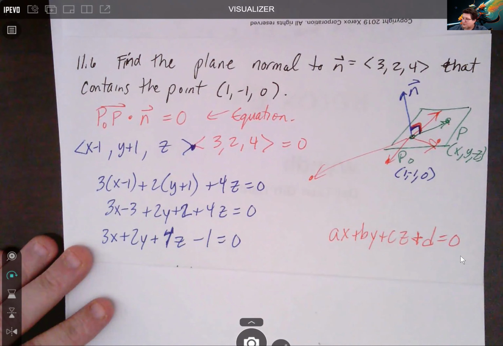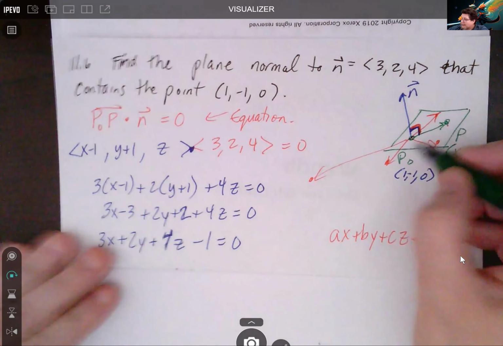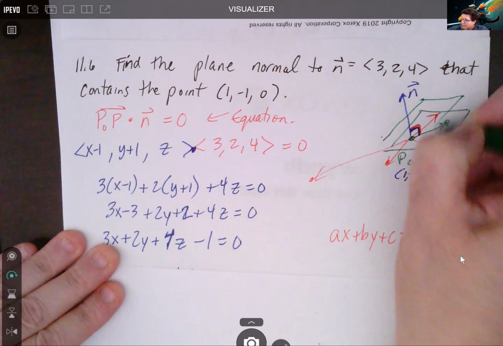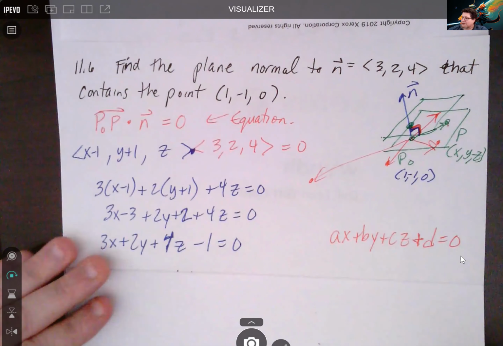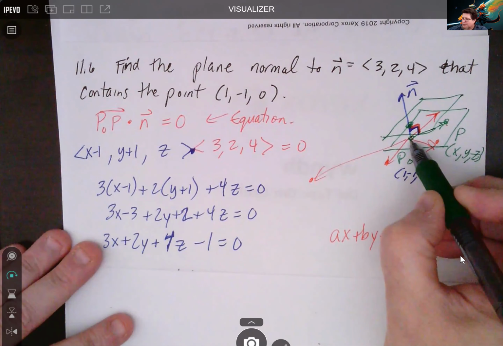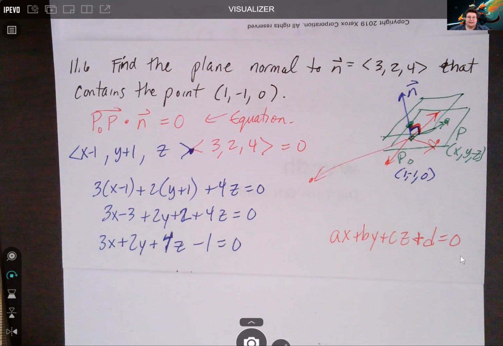And the P naught fixes which plane. There are a lot of planes that do that. I could have a plane that is exactly 1 unit higher up with a different P naught, and the plane is going to have a different result. So picking P naught in the plane narrows it down. And that's how we do a plane.